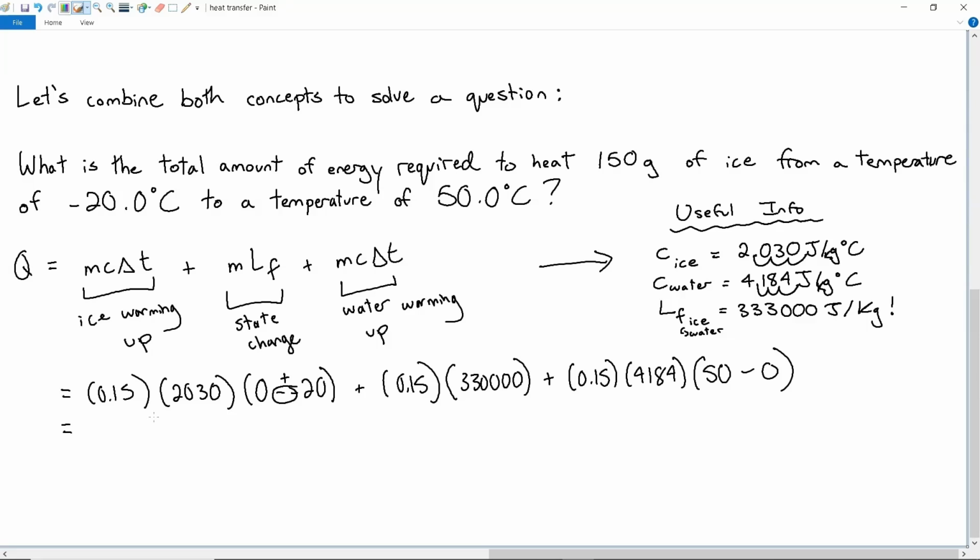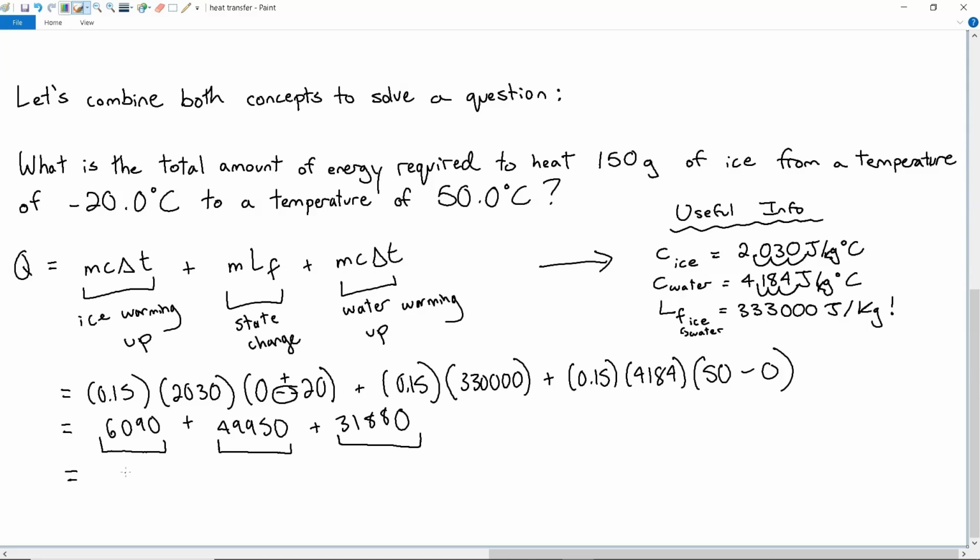And plugging in all of these values into my calculator, I'm going to get 6,090 plus 49,950 plus 31,880. And so this is our energy for the ice warming up, energy for the state change, and finally energy to warm up our liquid water. And you can see that the energy for the state change actually eclipses both of our MC delta T equations. So energy for latent heat is quite large compared to just heating something up in terms of its temperature.